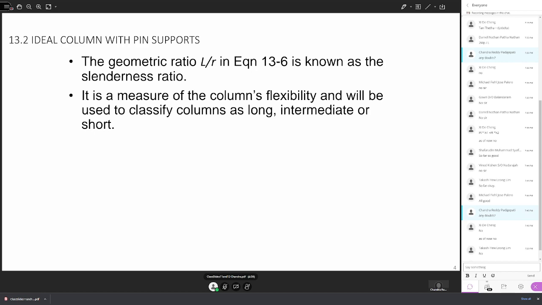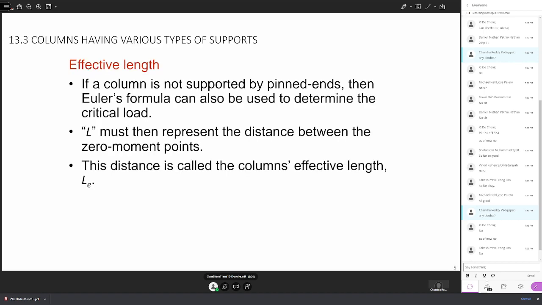So this L over r is also known as the slenderness ratio. This ratio is a measure of the column's flexibility, and we'll be using this slenderness ratio to classify columns as long, intermediate, and short. Okay, the next slide: for buckling of columns, we define the effective length.